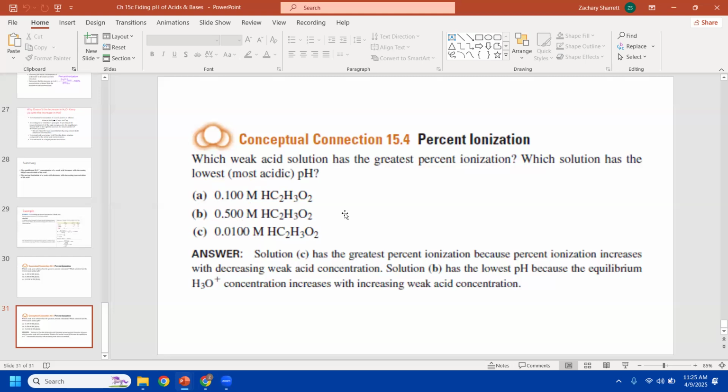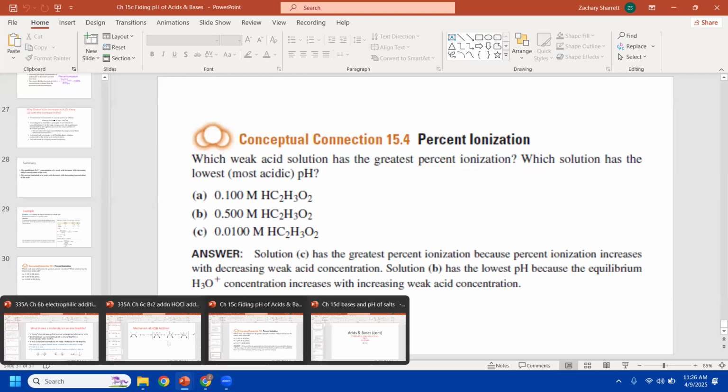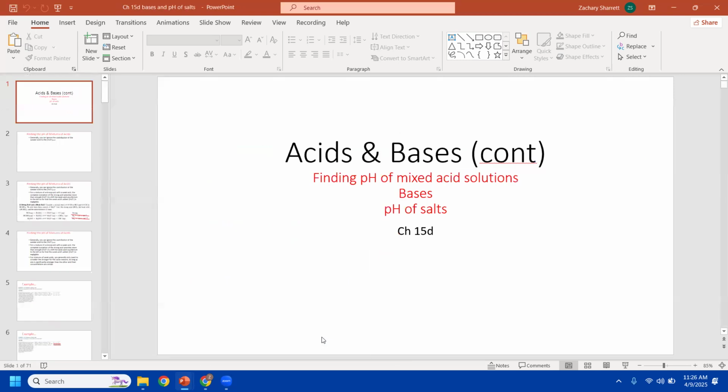So what would be a fun problem to practice on your own is to find the pH of all three of these solutions and find the percent ionization of all three solutions. If you want to do something that would be good work and help you immensely for this section, do that. Am I going to test you on it? I mean, am I going to collect it? No, I am not. Okay.